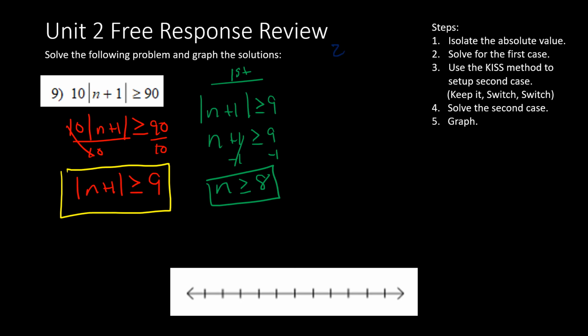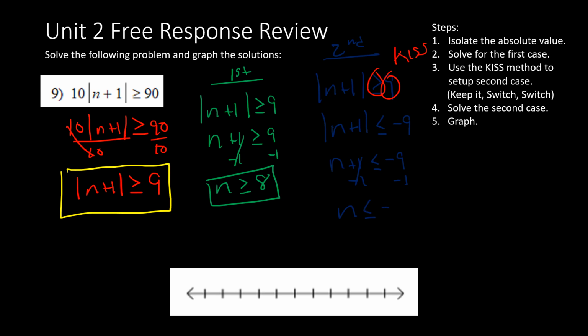To get that second case, we're going to say the absolute value of n plus 1 is greater than or equal to 9. We need to apply the KISS method. Switch, switch. So we'll say the absolute value of n plus 1 is less than or equal to negative 9. So then when we solve this, we drop the absolute values. We'll say n plus 1 is less than or equal to negative 9. Subtract 1 from both sides. We get n is less than or equal to negative 10. These are our values here.